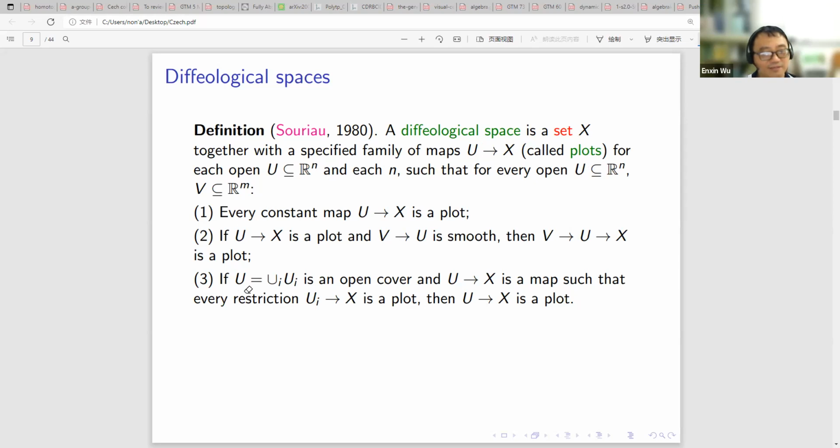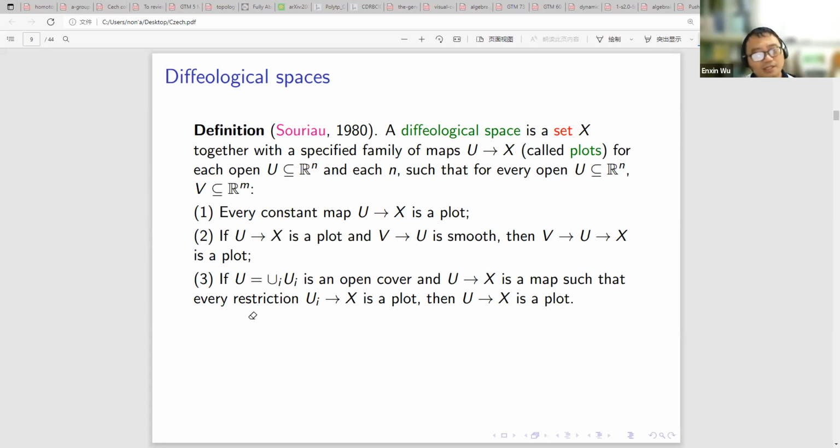such that three axioms are satisfied. The first axiom says every constant map is always a plot. The second says if U to X is a plot and V to U is a smooth map, where U and V are both open subsets in Rn, then the composition is also a plot. The third says that to test whether something is a plot, it's local, in the sense that if you can find an open cover of U such that each restriction of this map to U_i is a plot, then the map is a plot.